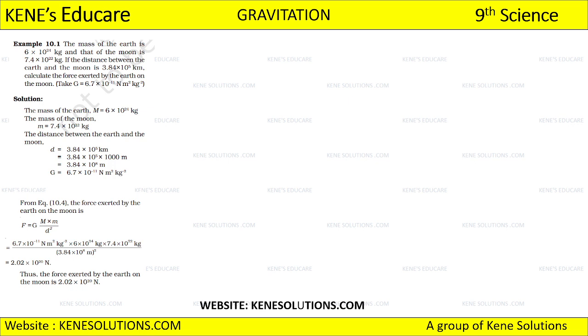I hope everyone is trying to calculate the values. Now what you can do is keep 10 raised to minus 11, 10 raised to 24, and 10 raised to 22 separately and do that later. But the values you need to multiply.